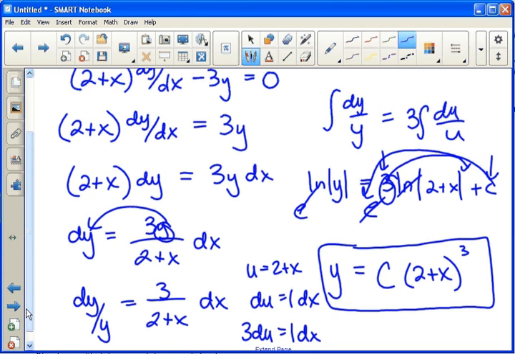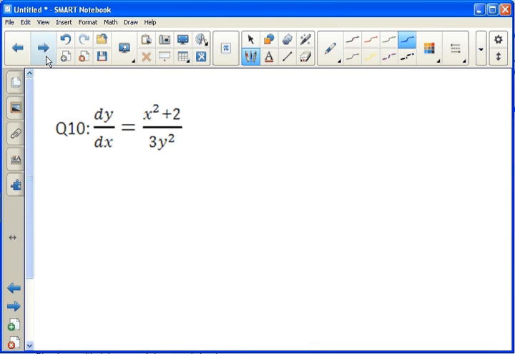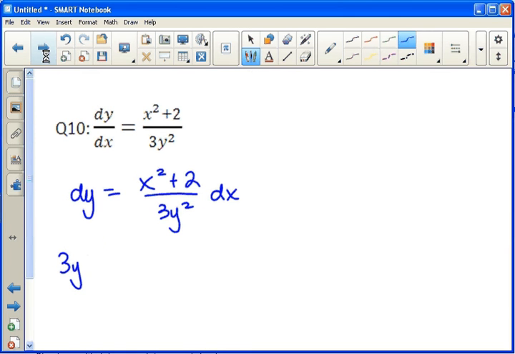Alright, one more differential equation. We have dy over dx equals x squared plus 2 over 3y squared. It's already in Leibniz notation, so I need to separate. I'll multiply both sides by dx. And then multiply both sides by 3y squared to get all the y's on the left side. So we've successfully separated the variables.